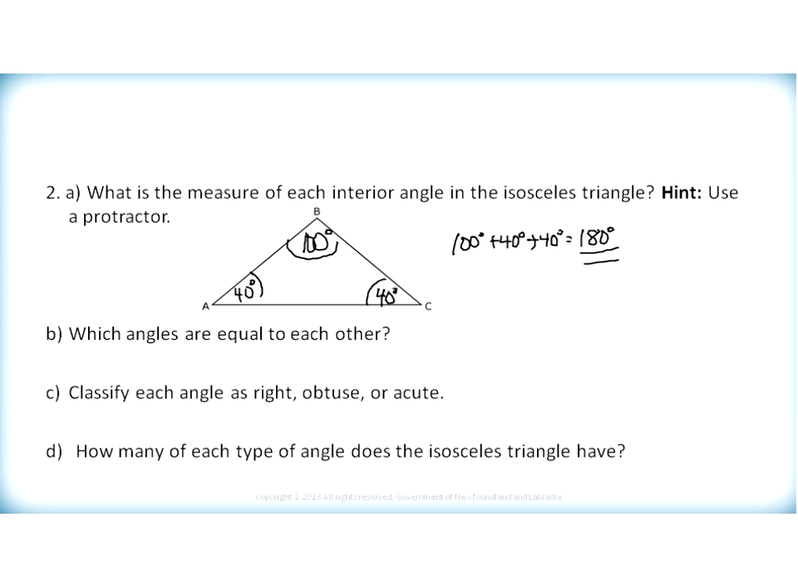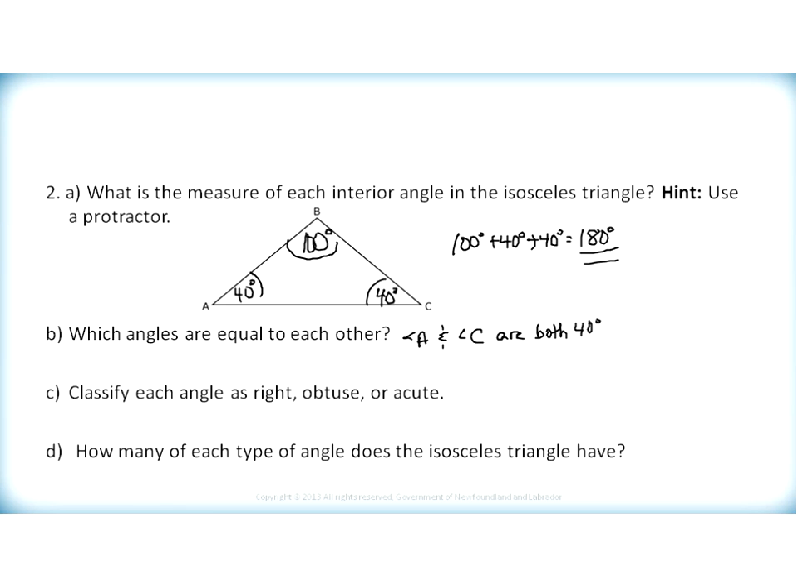Okay, so which angles are equal to each other? Well, we know that we have two angles that are 40 degrees each, so angle A and angle C are both 40 degrees. So they're the ones that are equal to each other.